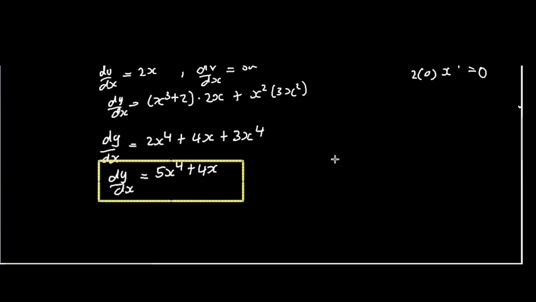Let's try to look at another example. If you have another function y equal to x plus 1 squared, times x plus 5 cubed, like that. How do we differentiate such a given function?